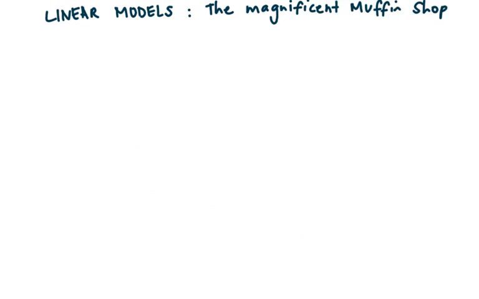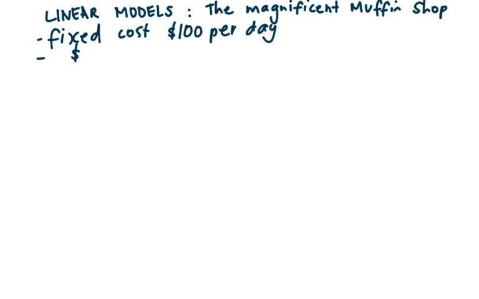The next topic that we're going to be looking at is linear models. And the first example is one that you can see in the PowerPoint that was shared earlier. And this is one that was titled The Magnificent Muffin Shop. So this is where the muffin shop has a fixed cost of $100 per day. So I'm going to write that down. So it has a fixed cost of $100 per day. And then it has a variable production cost of $1.50 per muffin.